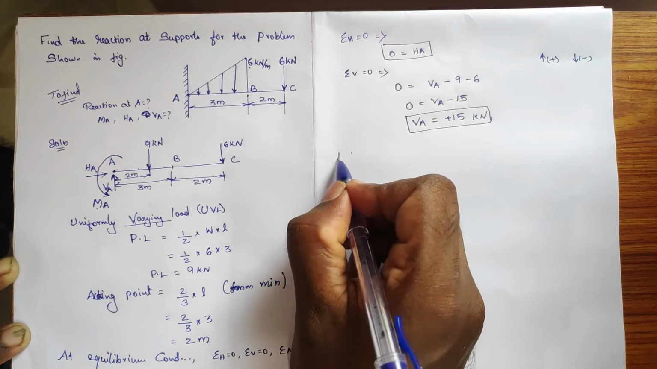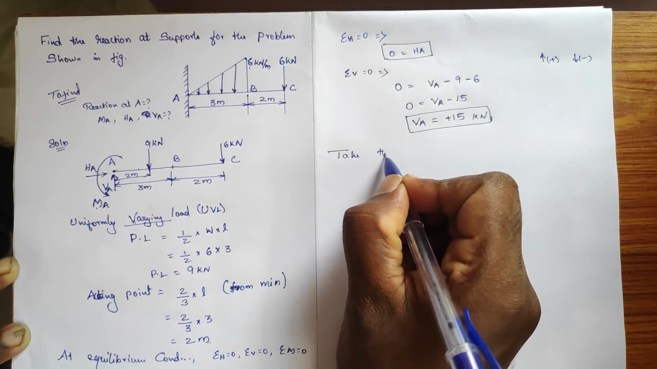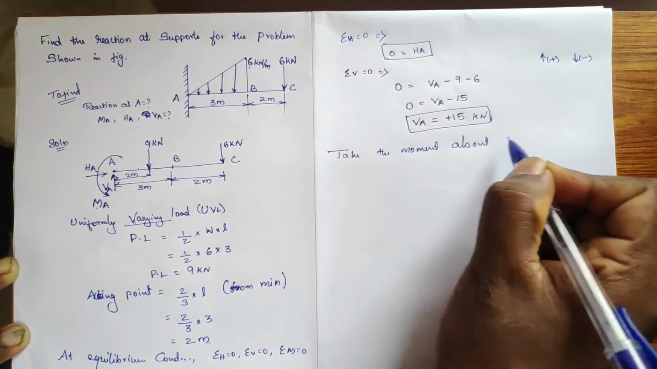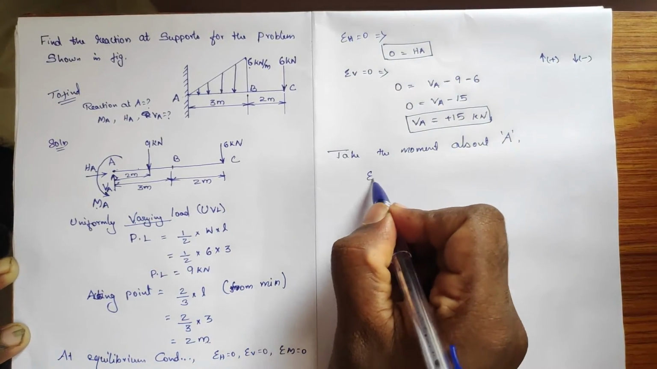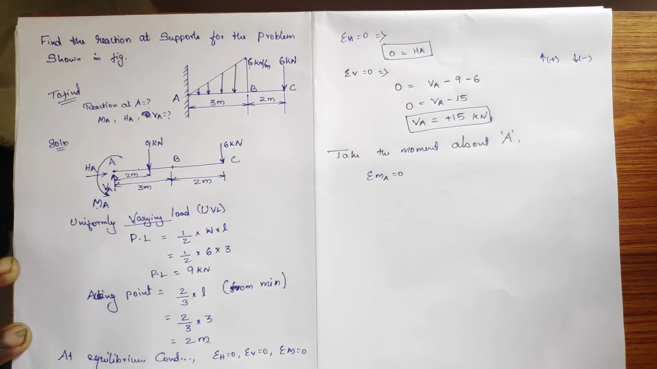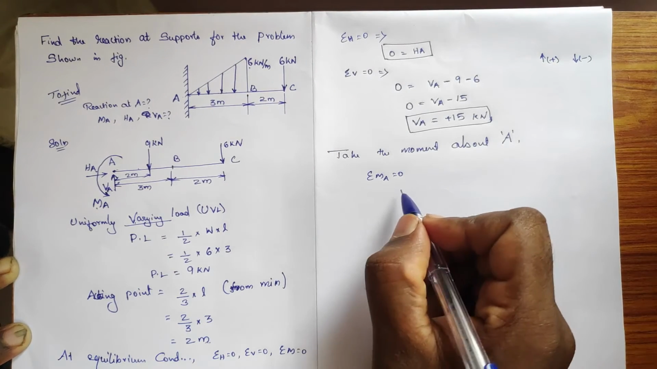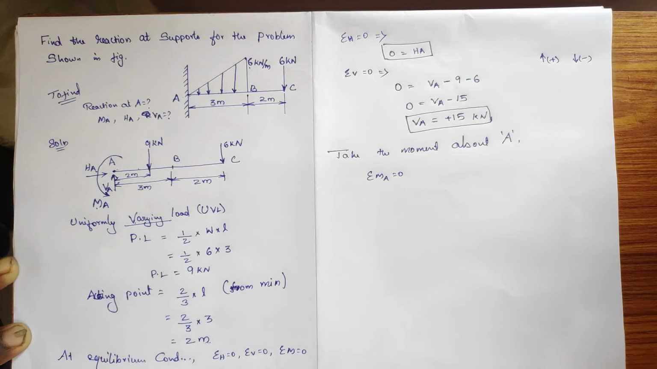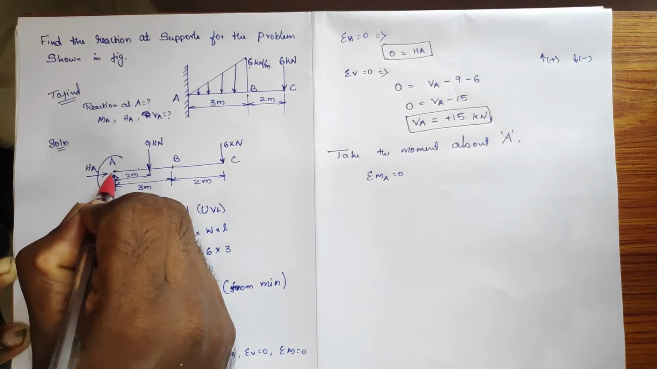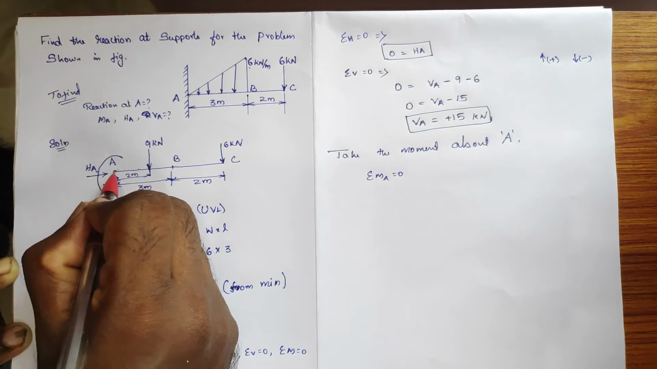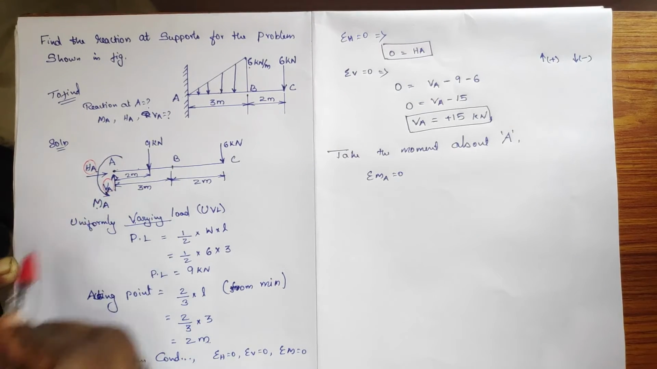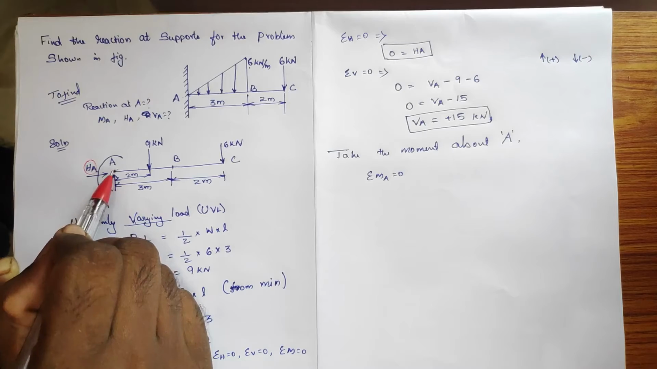So for that, take the moment about A. Sum of moment about A is equal to 0. Now add all the moments. Since we have taken the moment about A, the force acting on that particular point will be 0 because there is no perpendicular distance. So summation of H and summation of V is 0 since we are taking moment about A.